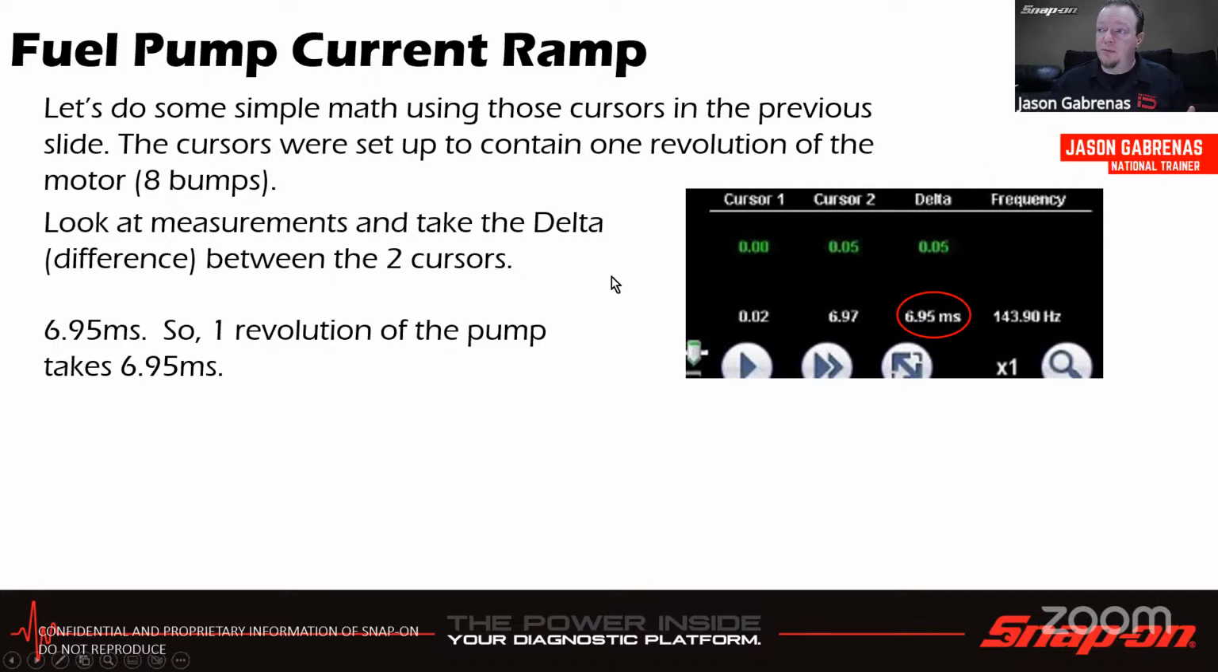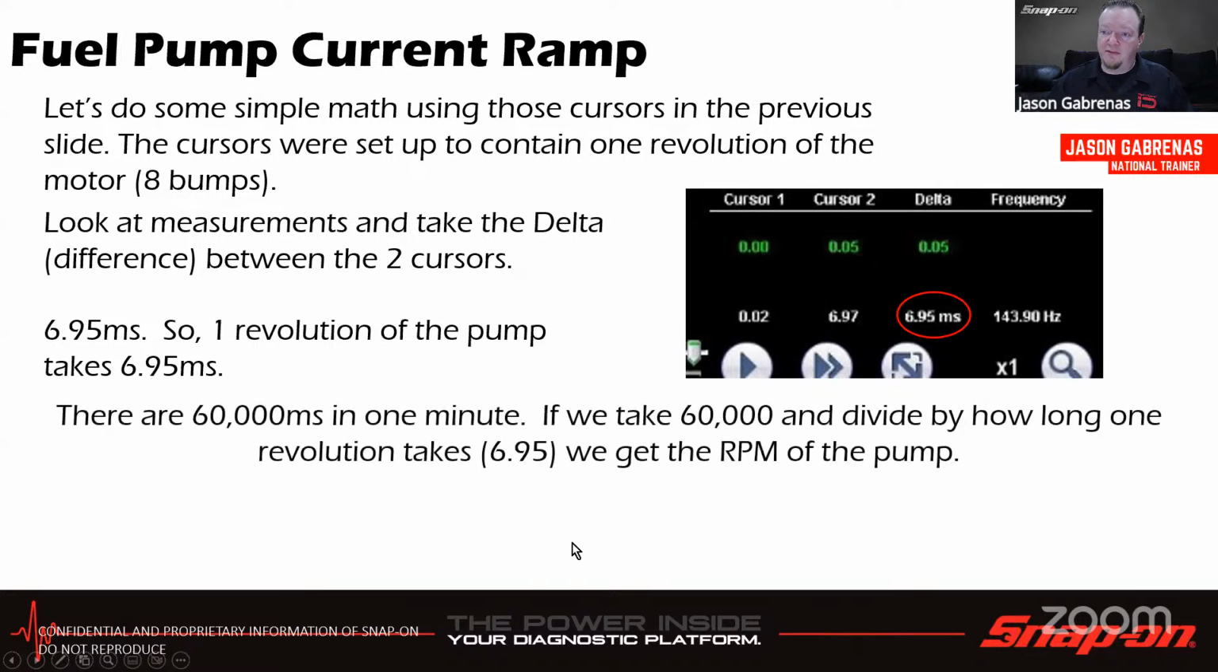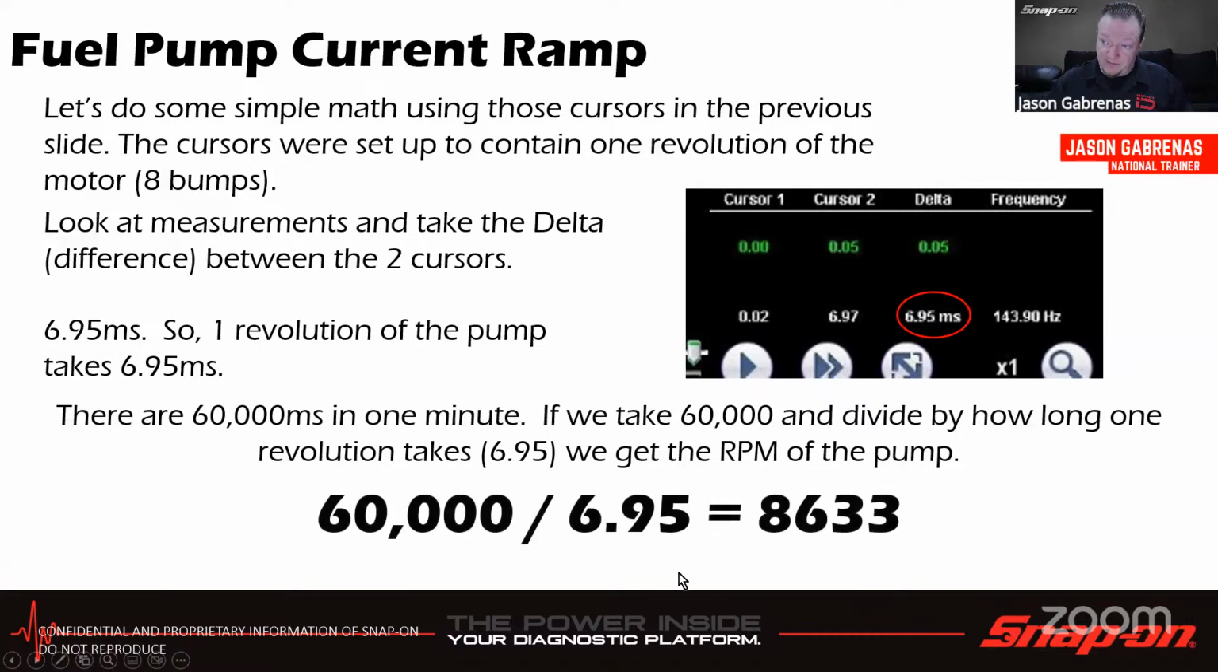So we can do some simple math using the cursors from the previous slide. If we look at the measurement, how long does it take to do 1 rotation? We get 6.95 milliseconds. So 1 revolution takes 6.95. There's 60,000 milliseconds in a minute. So if we take that 60,000 and divide it by how long it takes to turn 1 time, we get our revolutions per minute. In this case, 8,633 RPM.